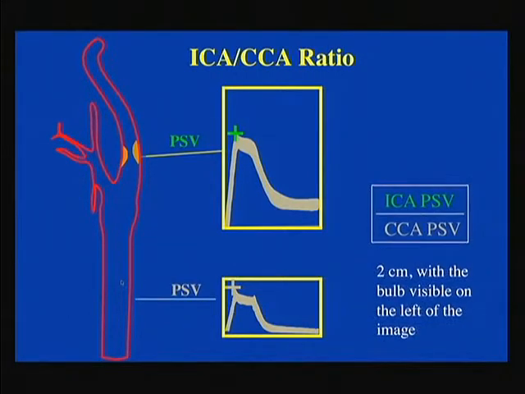So the real thing to do is about 2 centimeters. I like to just see the edge of the bulb to make sure that we're sampling right there. And that's a very consistent place and gives consistent results.